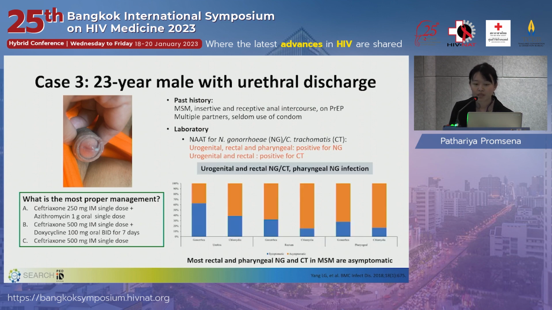And this is a cross-sectional study of MSM in China, which enrolled around 400 participants at an STI clinic and swabbed for PCR testing. Unlike urethral infection, most rectal and pharyngeal gonorrhea or CT in MSM are asymptomatic, so we have to look out for the other bacterial STIs.